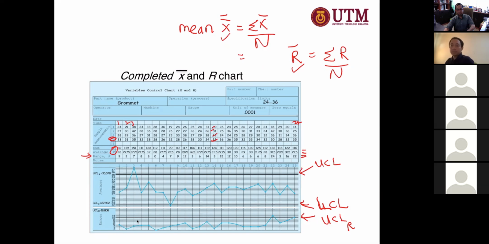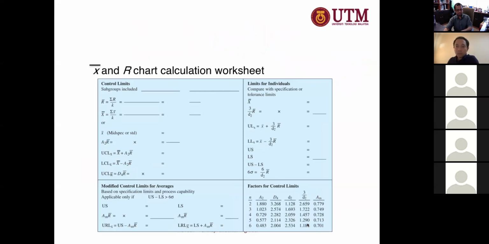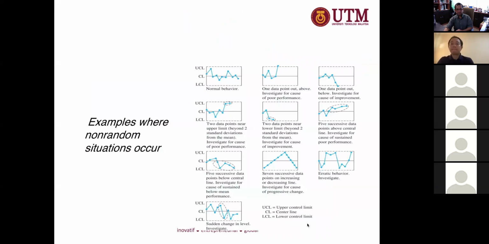This is when we have less than 6 samples for each subgroup. This table is the factor for control limit. But later I will show you when we have more than this. So we use this formula.